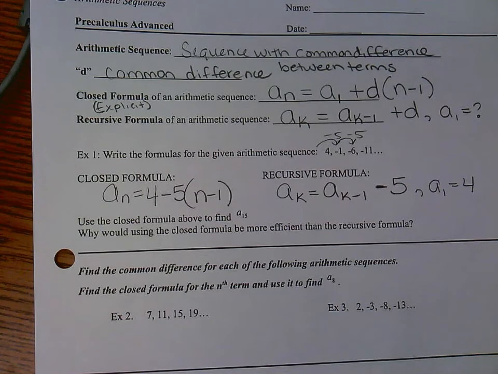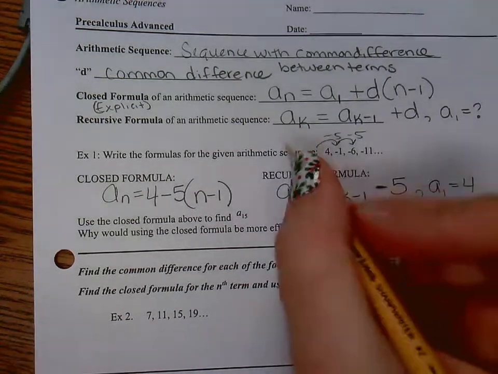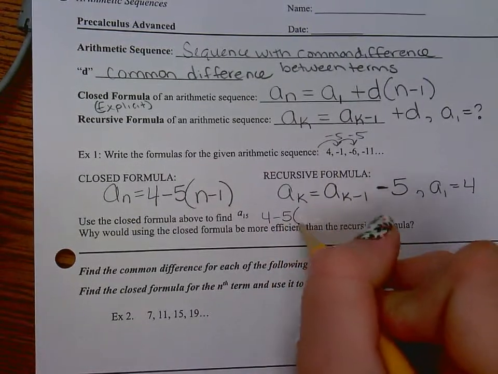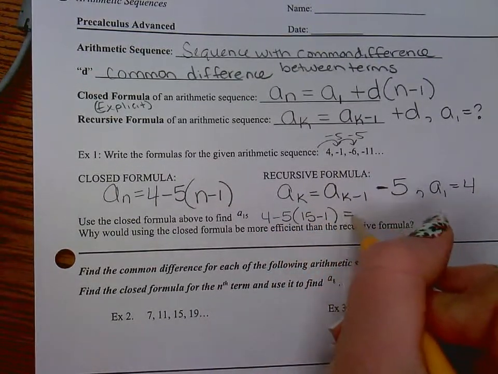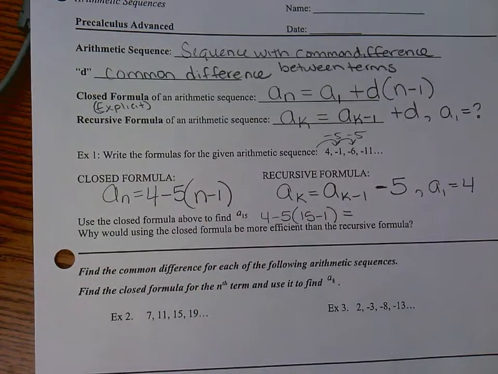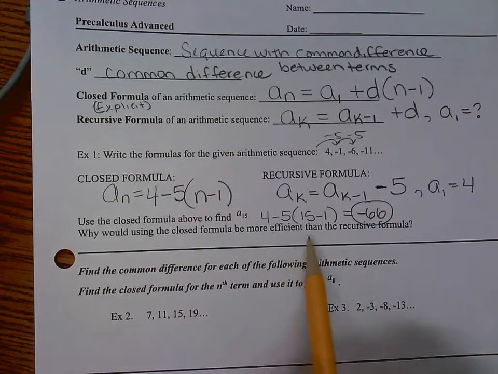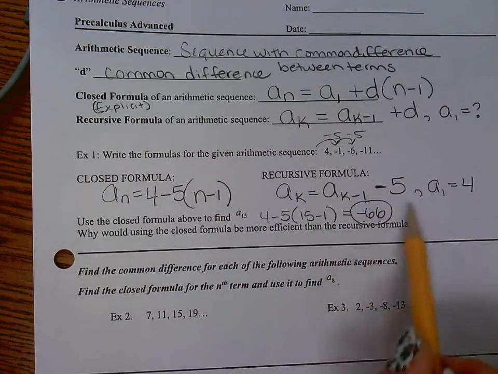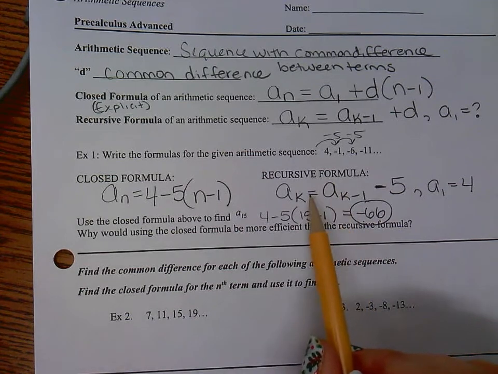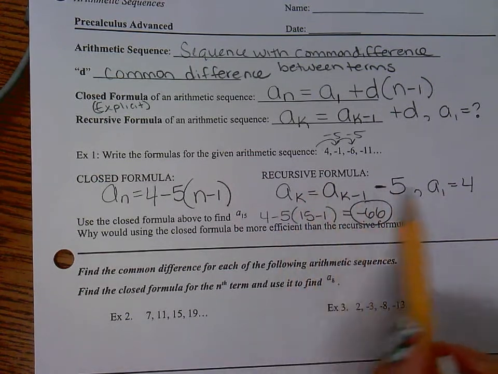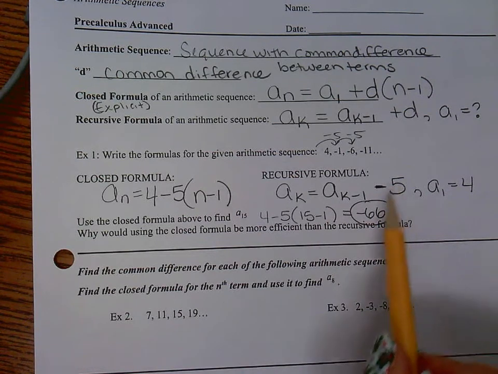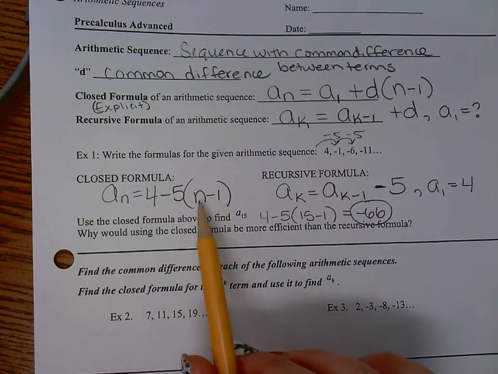It says use the closed formula to find a sub 15. So I'm going to take 4 and subtract 5 times 15 minus 1. I'm just plugging 15 in for n. So 4 minus 5 times 15 minus 1 comes out to -66, and it asks you, why is the closed formula more efficient than the recursive formula? If I wanted to find the 15th term, I would have to generate term 1, term 2, term 3, term 4, term 5, all the way up to term 15. The closed formula, I can just plug in the number 15 right there.